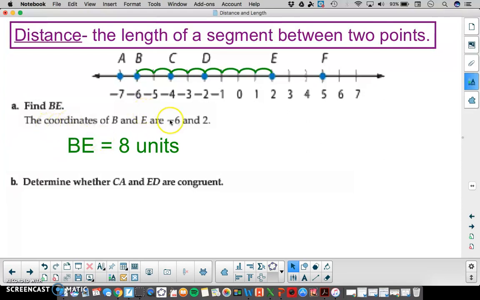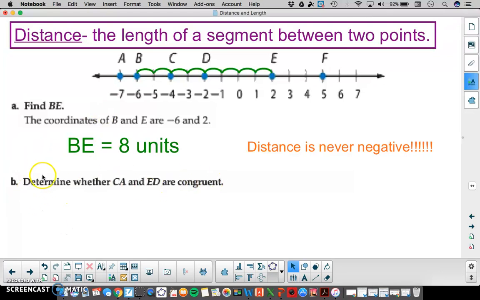Now the coordinates of B and E are at -6 and +2. Think about how you could get that 8 units using the coordinates. It's also worth noting we did move to the right. What would happen if we moved to the left? Would the distance still be 8? The answer is yes, because distance is never negative. Even though we can move in a negative direction, the distance or the length between the points is still positive.